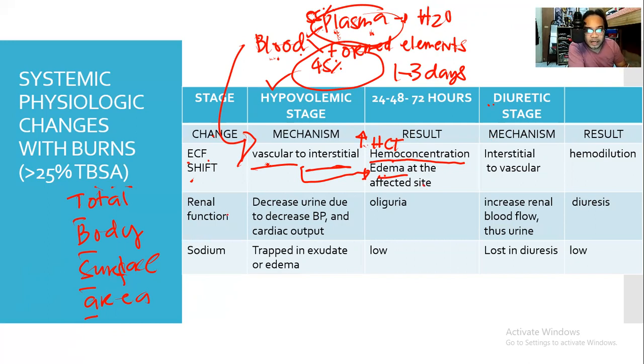Ano pa? Renal function natin, there will be decreased urine due to decreased blood pressure as well and cardiac output. Okay, so bababa yan sila. That is your hypovolemic stage. Kasi nagkakaroon ng hypovolemia, this is their way of compensating. Nagdi-decrease ating urine output. Now, ang result niyan ng decreased urine output, you have there your oliguria. And next, you have there your sodium trapped in the exudate or edema.